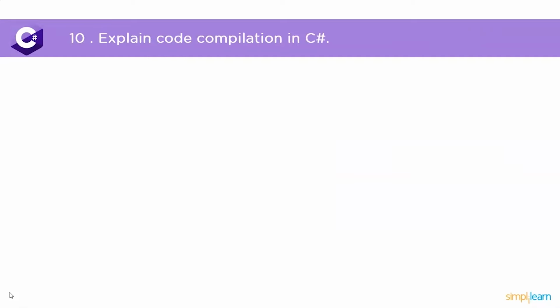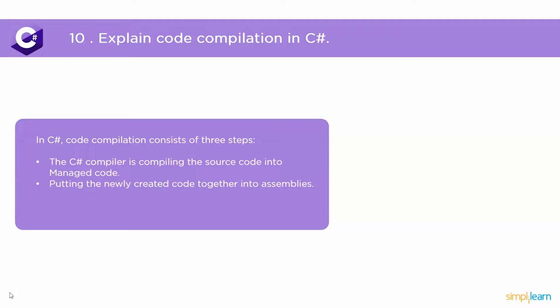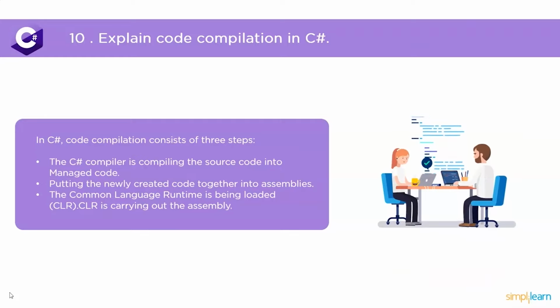Now we have the 10th question. Explain code compilation in C#. The answer for this question is, in C#, code compilation consists of 3 steps. The C# compiler compiles the source code into managed code, putting the newly created code together into assemblies. Then, the common language runtime is loaded and CLR is carrying out the assembly.